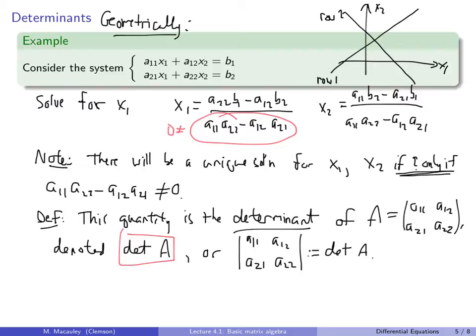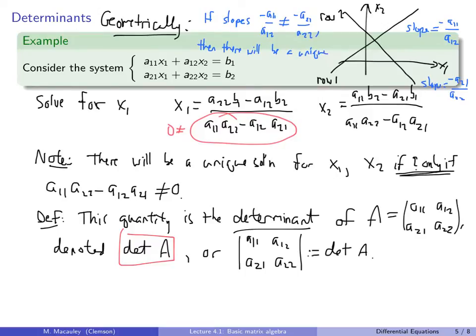So the slope of equation 1, it's easy to see, is negative a11 over a12, and the slope of equation 2 is negative a21 over a22. So if the slopes are different, that is, negative a11 over a12 is different than negative a21 over a22, then there will be a unique solution.